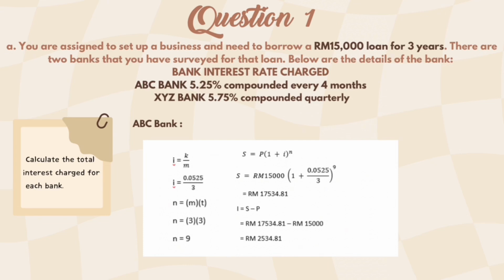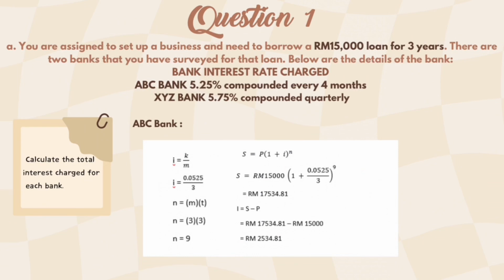0.175. Next, we calculate the total number of periods. There are 9 periods as the loan is for 3 years and interest is computed quarterly. Then we use the compound interest formula, which is S equal P brackets 1 plus I to the power of N. We have P 15,000, I 0.175 and the power of 9.